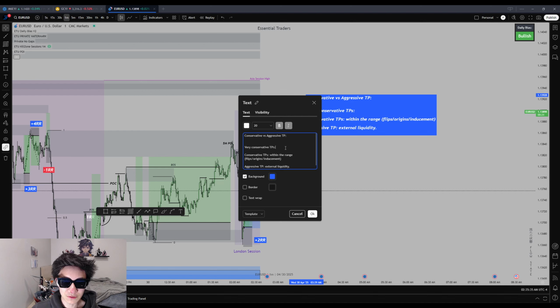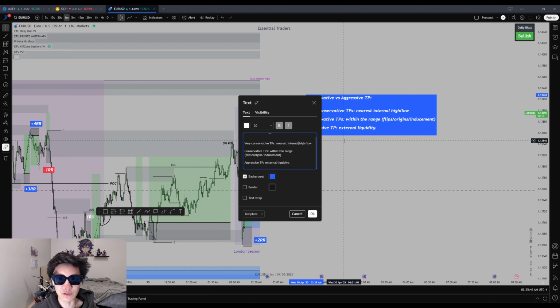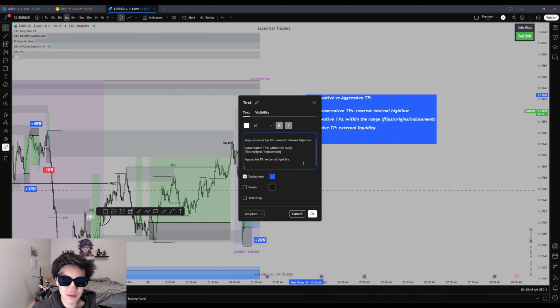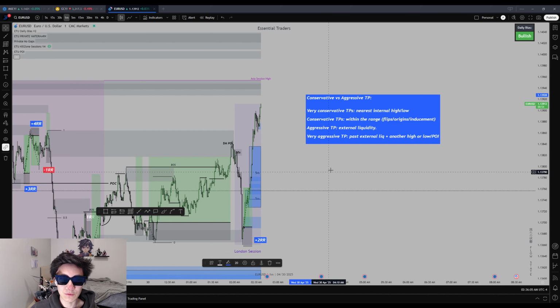And this is going to be your nearest internal high or low. And when I'm talking about internal, I'm talking about internal structure, of course. And then there's also conservative, aggressive, and then more very aggressive, which would be past external liquidity at another high or low or POI, right?